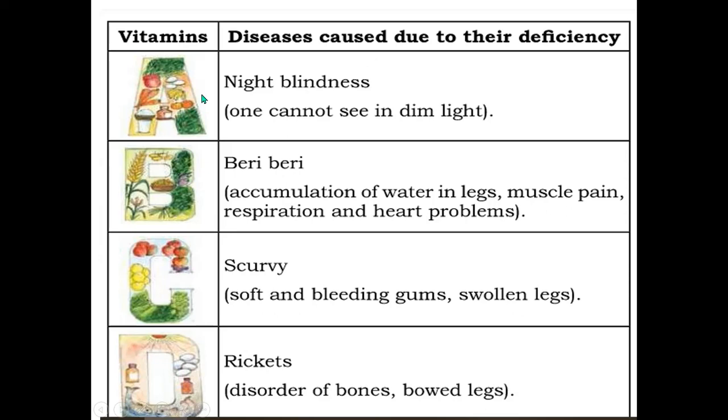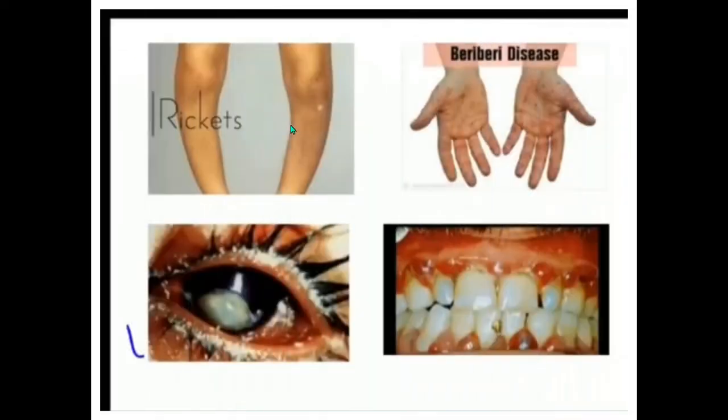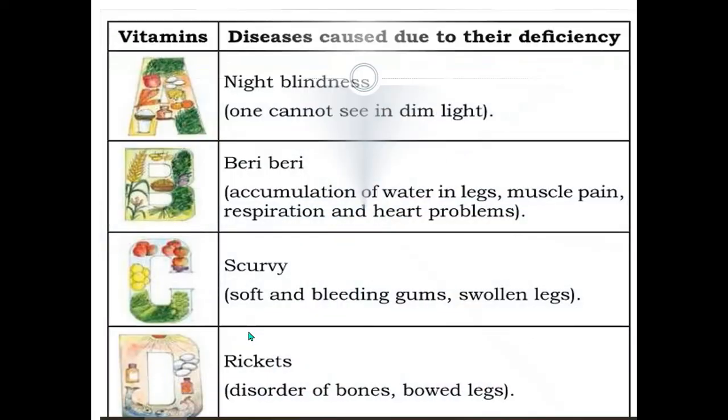Okay, so now we can see vitamin A. If the deficiency of vitamin A is there, what is the disease caused? Night blindness. What is meant by night blindness? One cannot see in dim light. Okay, so here you can see the picture which is representing night blindness. If we are having night blindness, we cannot see anything in dim light. Okay, so vitamin A deficiency causes night blindness.